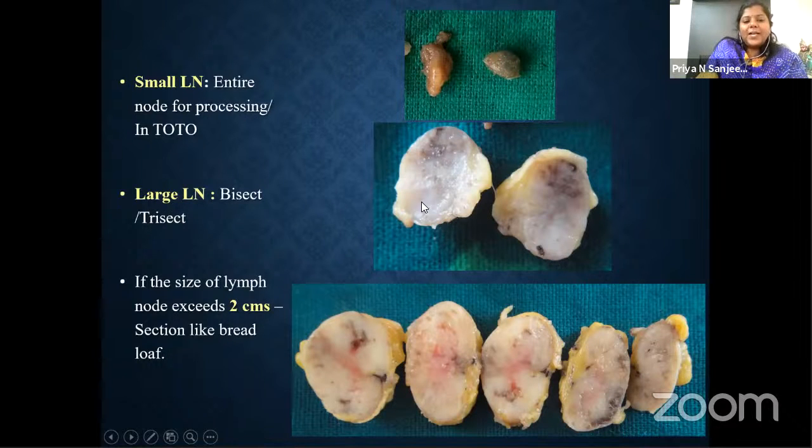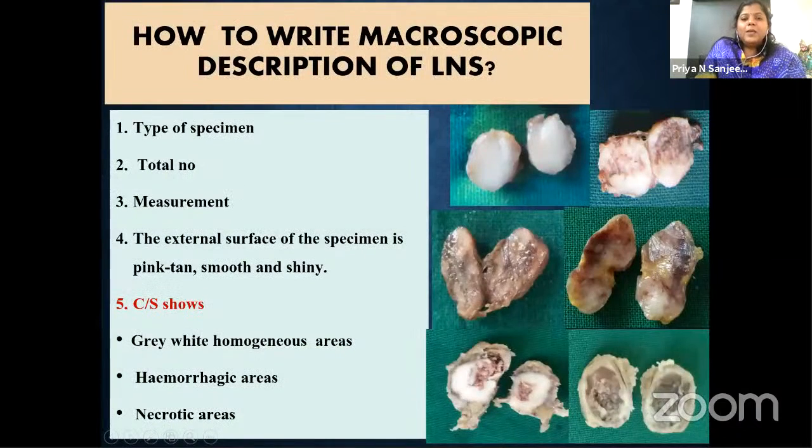If the lymph nodes are larger, we can either bisect it or trisect it, maintaining the thickness of 3 to 4 mm. And if the lymph nodes are more than 2 centimeter, we can do the serial sectioning like a bread loaf. So here in the gross, you can make out the perinodal adipose tissue, hilum region. So it is easy for the orientation also, and the thickness has to be 3 to 4 millimeters.